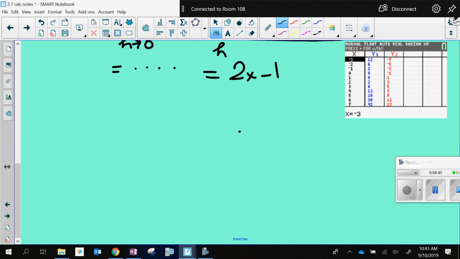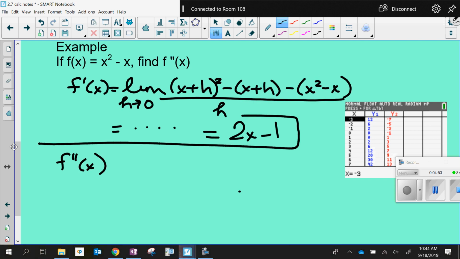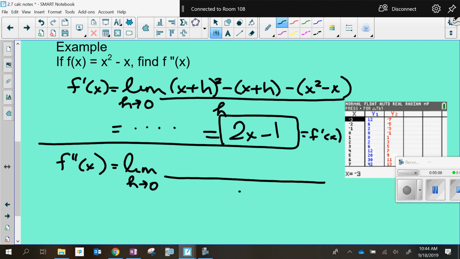Now let's find f double prime. So this is f prime. How do you find the derivative of 2x minus 1? You start over. You say take the limit as h approaches 0 of, this is now your new f of x. So what does the new f of x plus h look like if our new f of x looks like 2x minus 1?